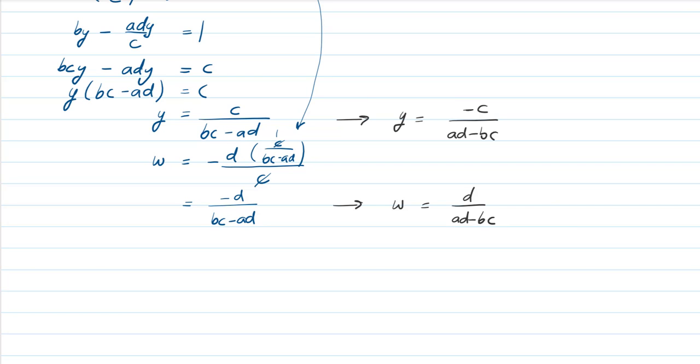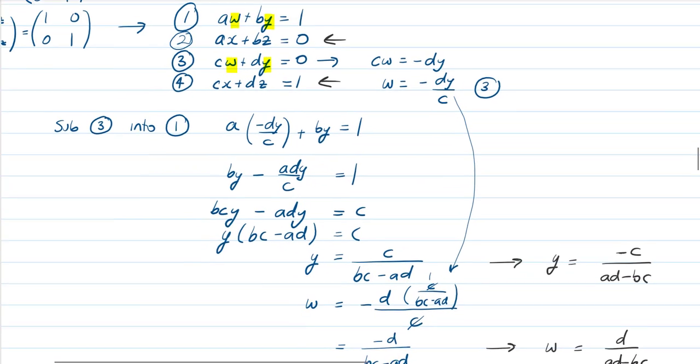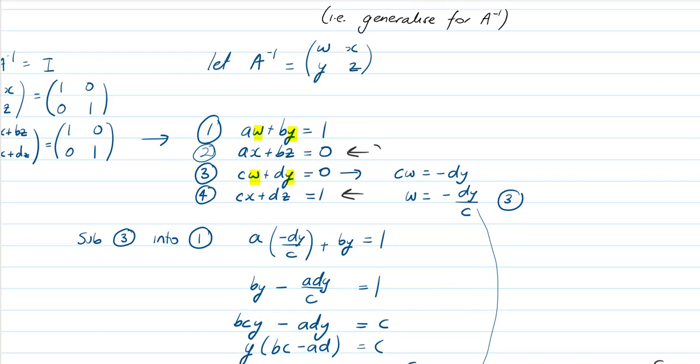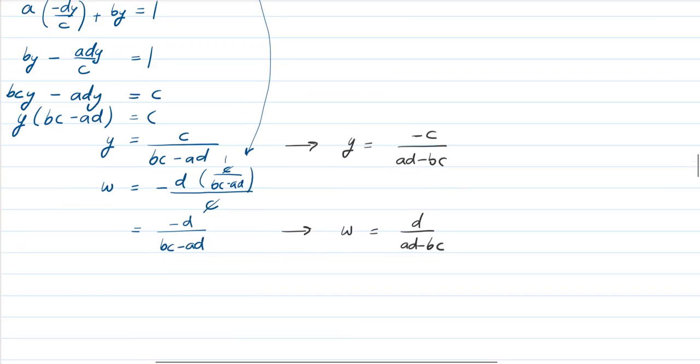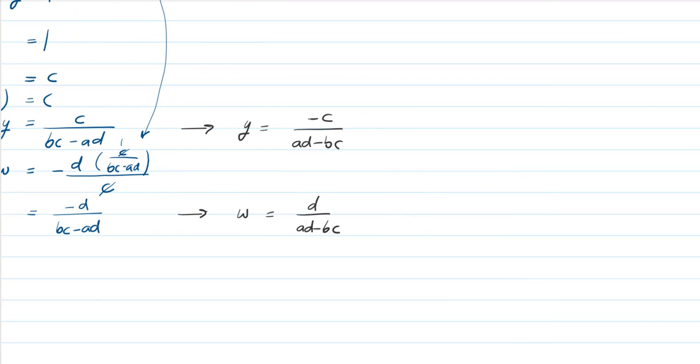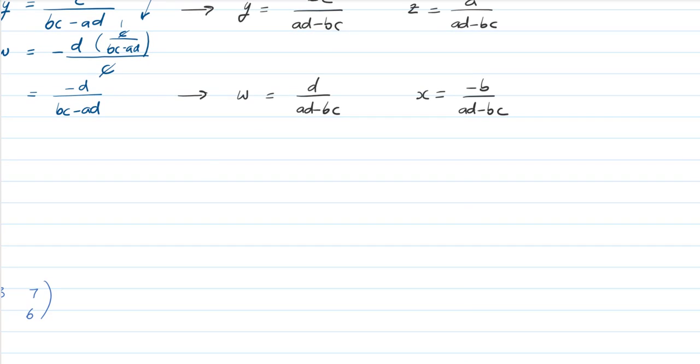Multiplying the top by negative 1 is clear. Multiplying the bottom by negative 1, the AD becomes positive, the BC becomes negative, and we just swap them around naturally. I'm also going to tell you that if we go up to equations 2 and 4, we can get the same result for x and z. And so what we get here is that z is equal to a over AD minus BC, and x is equal to negative b over AD minus BC. And in fact, we get this result.